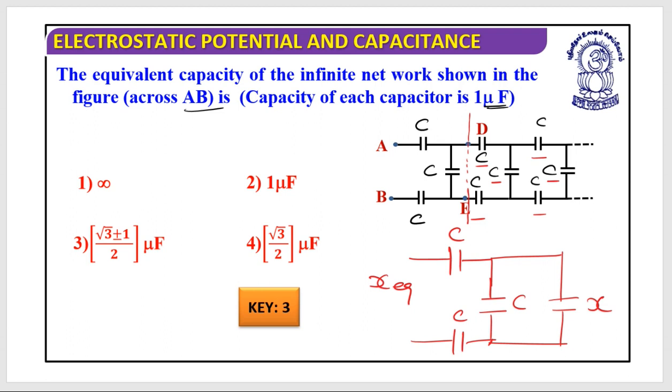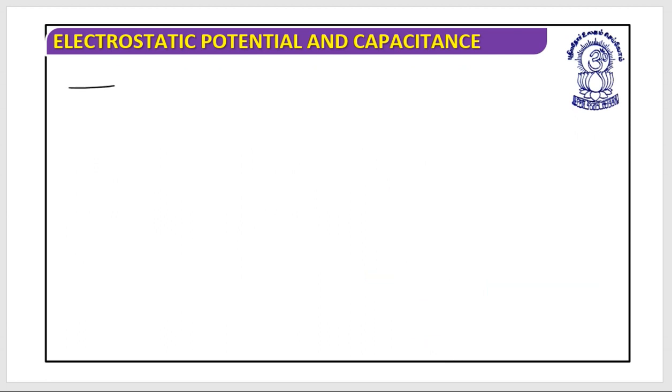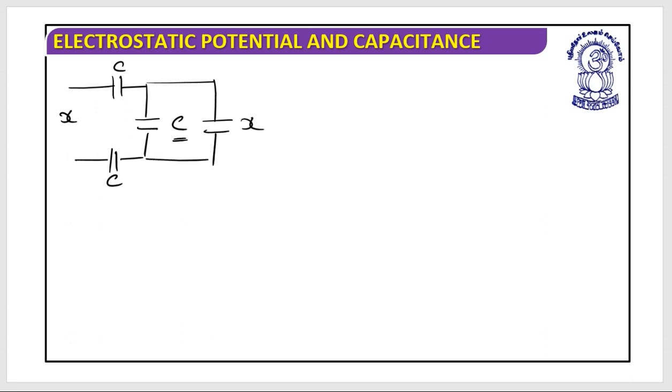Can it be done? Shall I do a little more? Let's have a look. This was the situation. This is the X equivalent. This was C, even this was C. This was C, and this would be X, as these two are in parallel. So this can be written as C, and C plus X. Now it's a C again, and this is X.